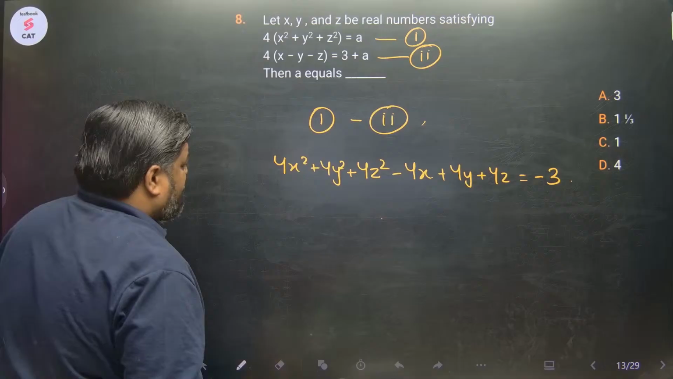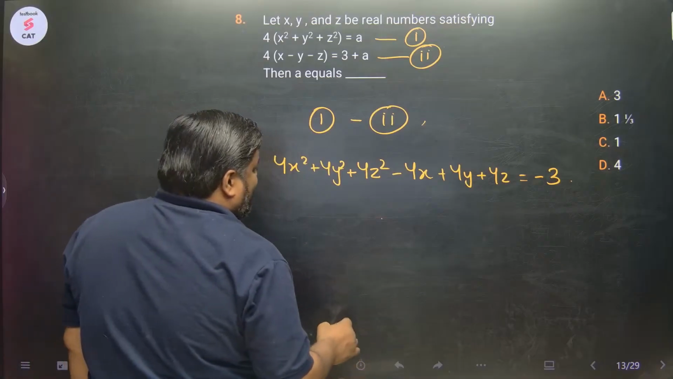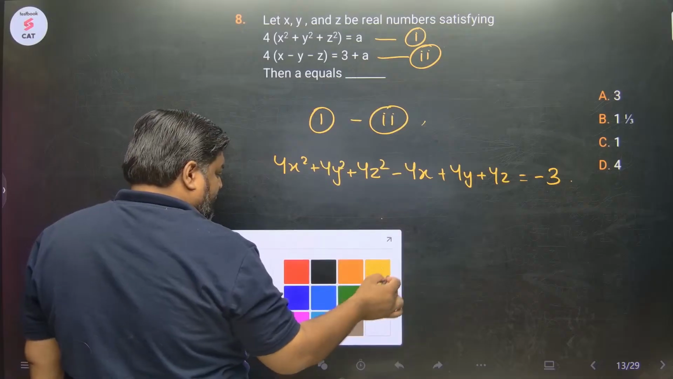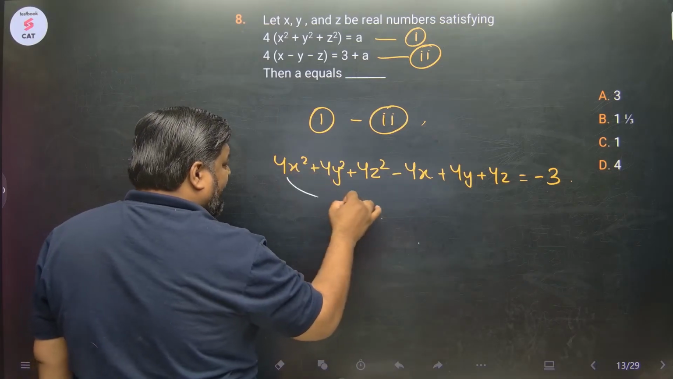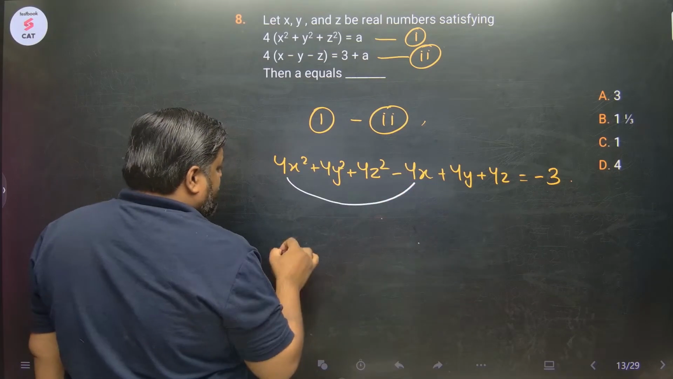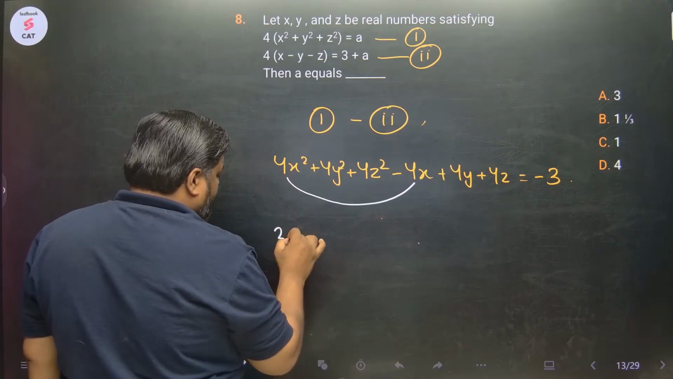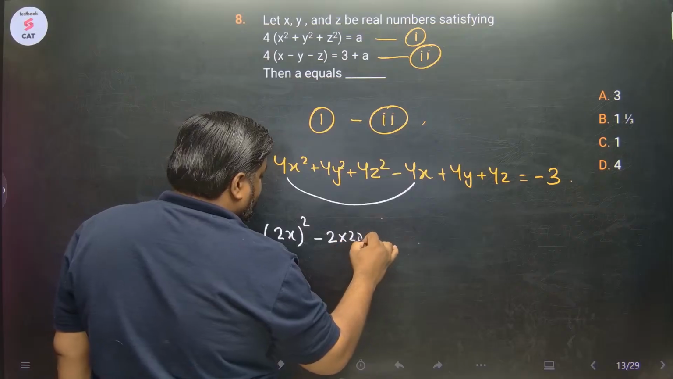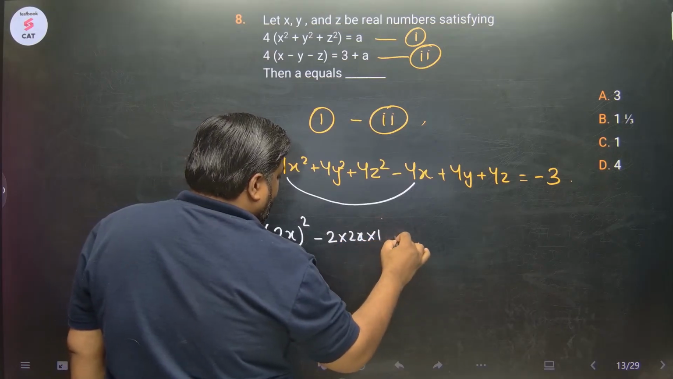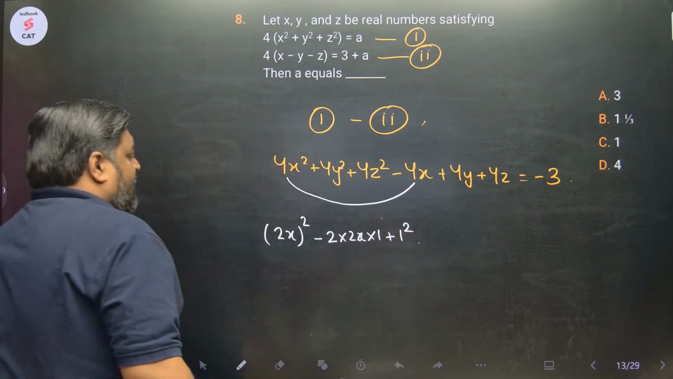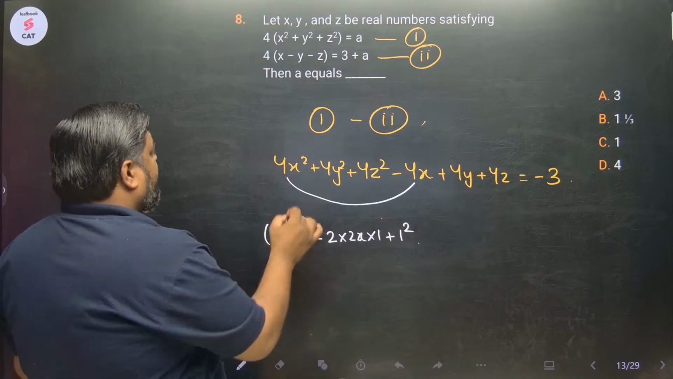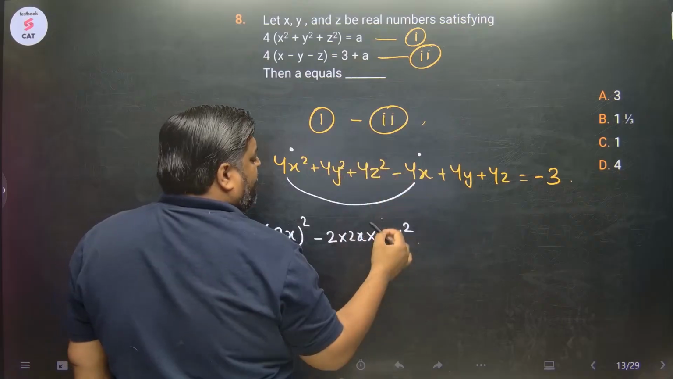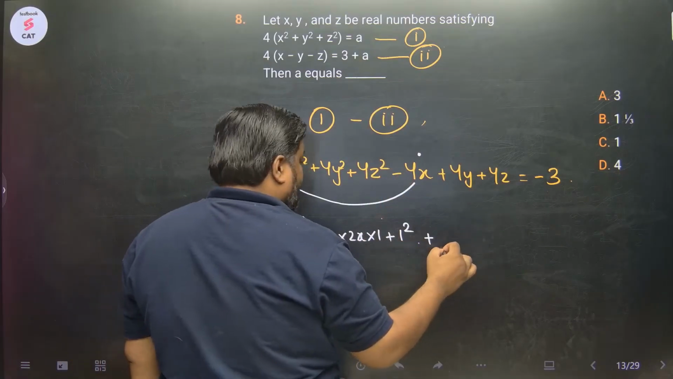Now I'll start doing what I did some time back. I can clearly observe that I have 4x square and 4x. So I'll write this as 2x whole square minus 2 into 2x into 1. So I need a 1 square, right? These two have been taken care of. Similarly, 4y square and 4y, I can write 2y whole square.